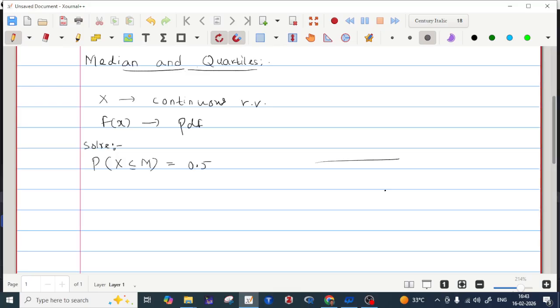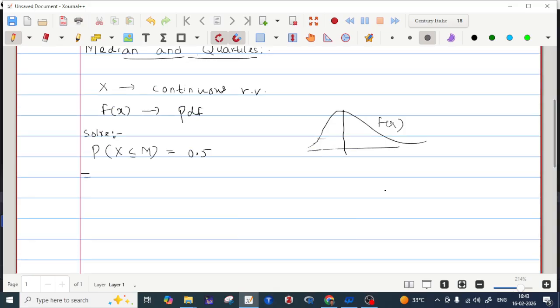Suppose this is the graph of some PDF, the graph of some function f of x. So median is that value for which the area should be 50%. So solve probability of X less than or equal to M equals 0.5, and you will get the value of M.